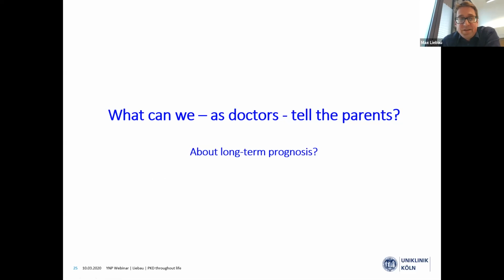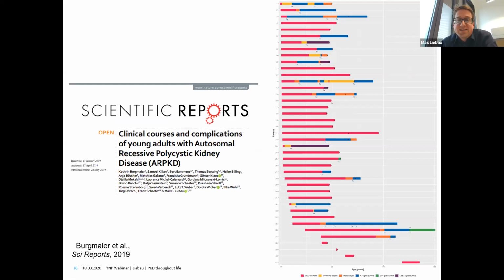What else can we tell the doctors? Can we as doctors tell the parents about the long-term prognosis? Here we looked at a sub-cohort of the registry, and we identified more than 40 patients that made it into adulthood, and started by just describing their clinical courses.